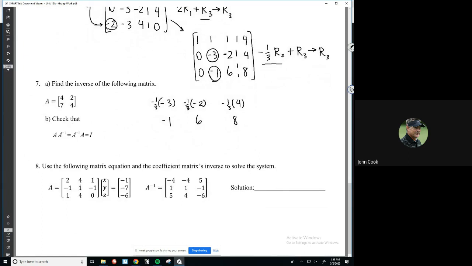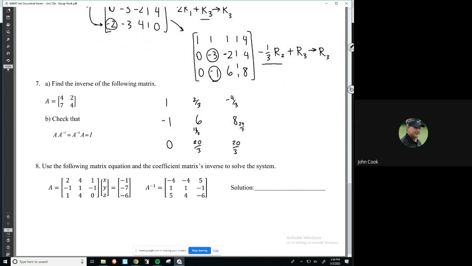Okay, negative a third minus 3 times negative 3 is a positive 1. Negative a third times a negative 2 is a positive 2/3. And then 4 times negative 1/3 is a negative 4/3. All right. Now, if we add these rows together, I get a 0, and then 6 plus 2/3. Well, 6 is 18/3, so 18/3 plus 2/3 is 20/3. And then 8 in terms of thirds is 24/3. So 24/3 minus 4/3 is going to be 20/3 as well.